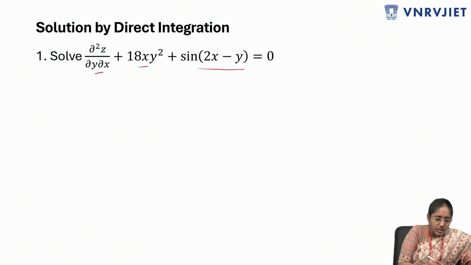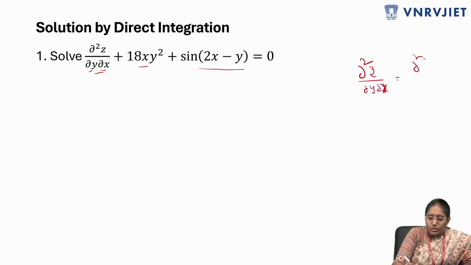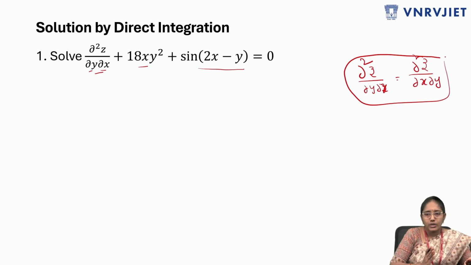Observe that the given equation has the derivative with respect to y and also x. So we need to integrate directly with respect to these independent variables. In any order you can integrate, because in partial derivatives del square z by del y del x is the same as del square z by del x del y. Because of this property, we can integrate with respect to x first and then y, or vice versa.